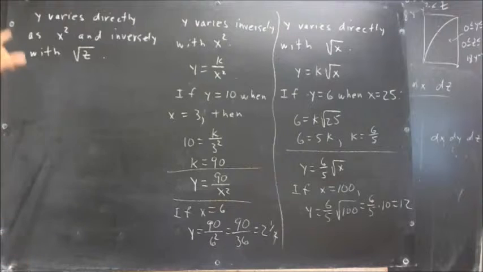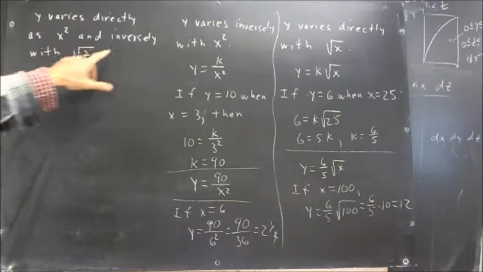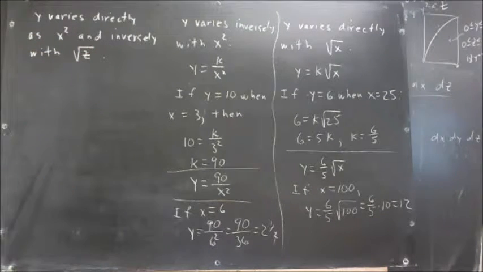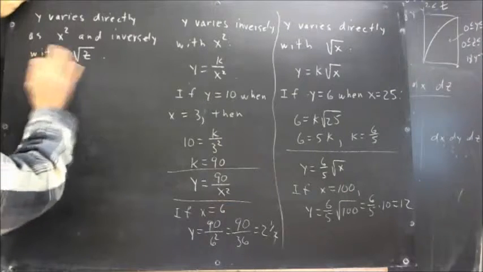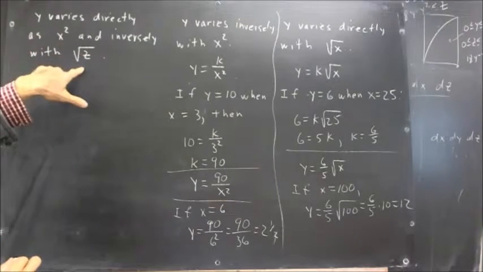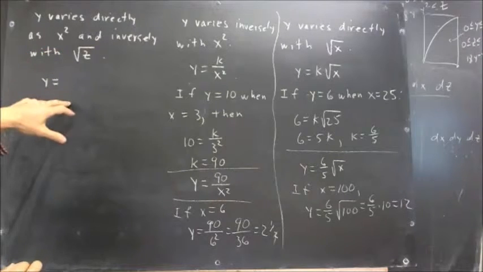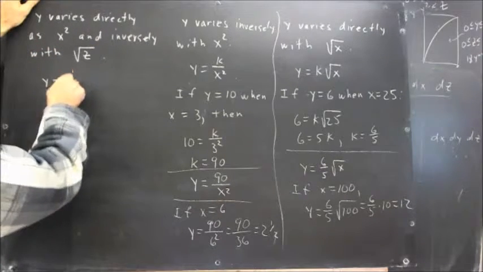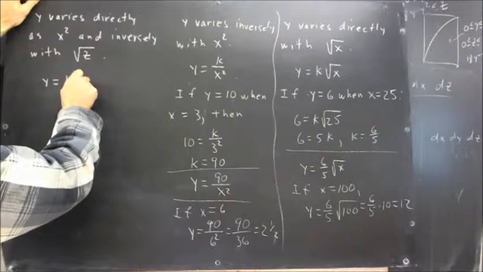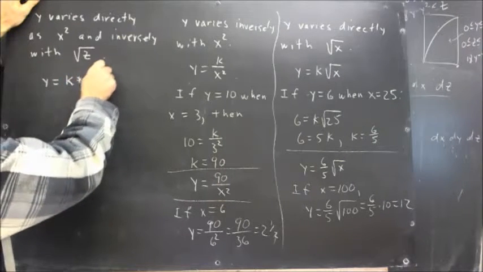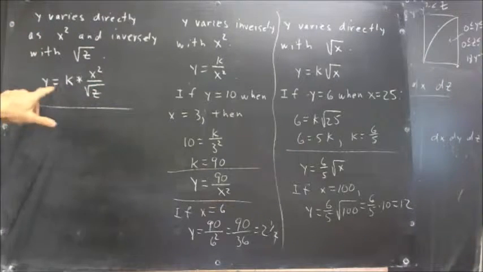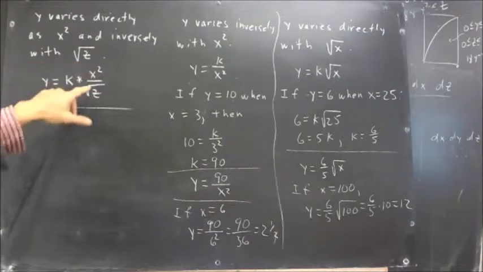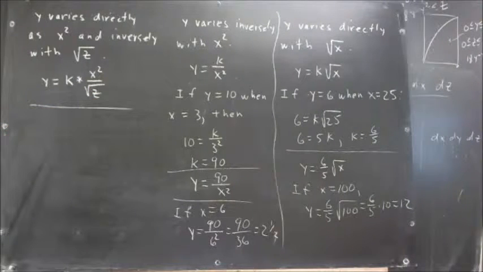Now, what do we do with something like this, where y varies directly as x squared and inversely with the square root of z? Well, y varies directly as x squared would be y equals kx squared. Inversely with respect to the square root of z would be k over the square root of z. We can combine these. We can just say, okay, y equals k times x squared over the square root of z. So now we have y varying directly as x squared and inversely with the square root of z.